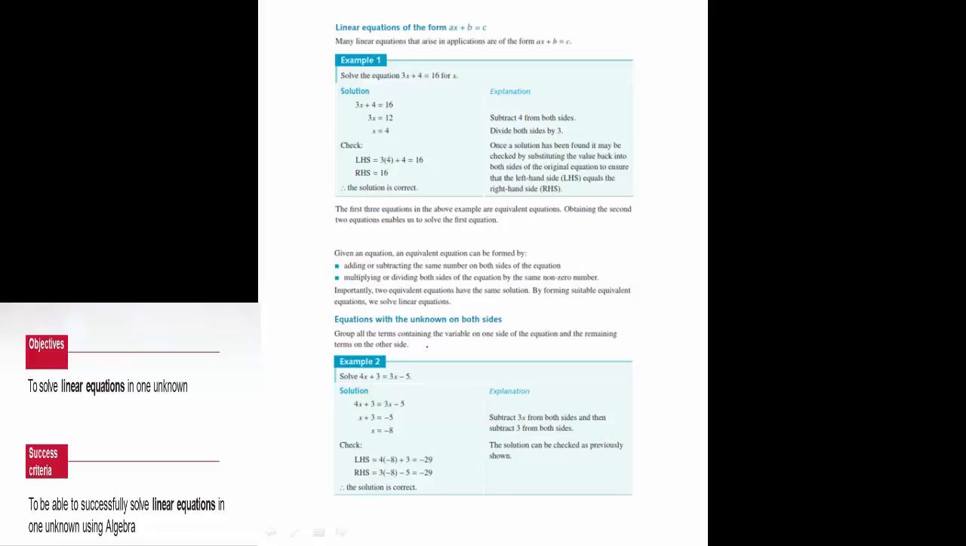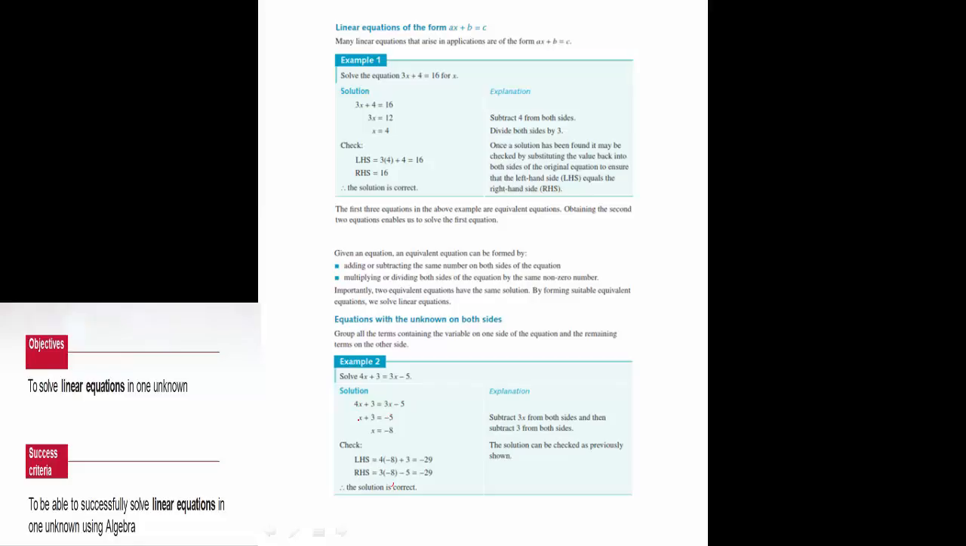Let's continue. In the other example, example number 2, we've got 4x plus 3 equals 3x minus 5. So this is an equation with unknown on both sides. So you do exactly the same steps, but what we need to do here is to put the x's on one side and the constants on the other side. So in order to get rid of the 3x from the right hand side, we add minus 3x, and we need to add the minus 3x on the other side as well. So 3x minus 3x, they cancel out. You're left with negative 5.